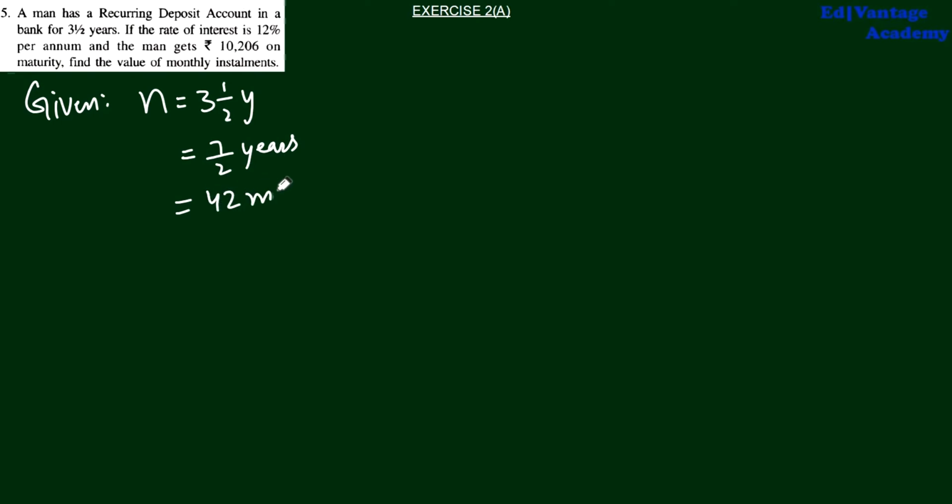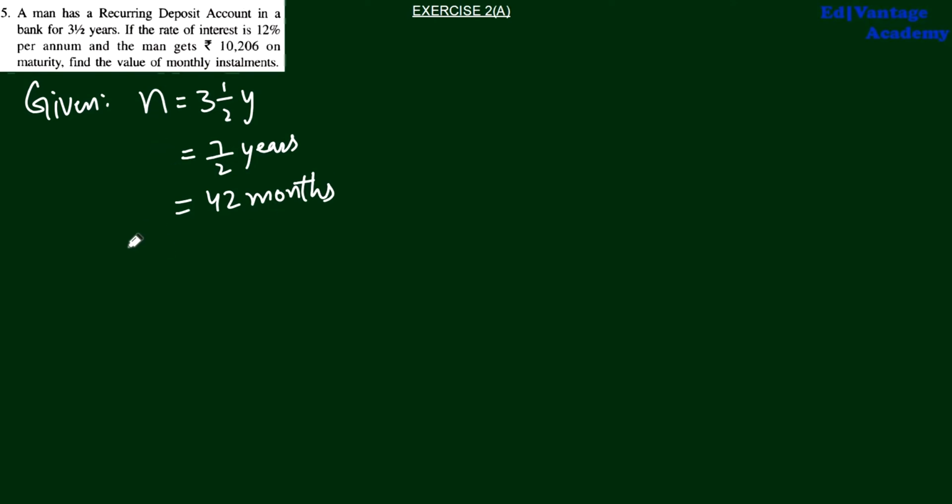Moving to the next question, here is the given data. A man has a recurring deposit account in a bank for 3.5 years. So when you see 3.5 years, you can write it as 7 by 2 years, and if you multiply it with 12, it will come 42 months. Remember, time should always be in months. N has to be in months.